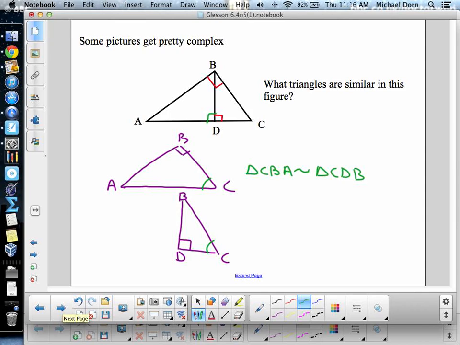You're saying, wait a minute, how come B isn't with B? Because I'm splitting B up. This angle B is not the same as that angle B. It has the same letter. That's it. I split it up.